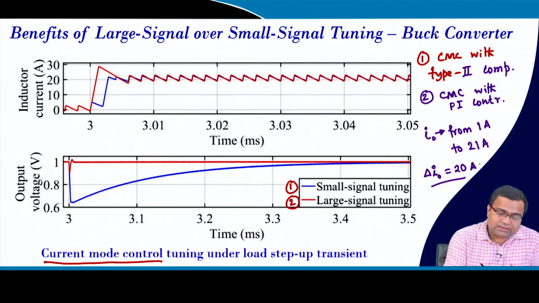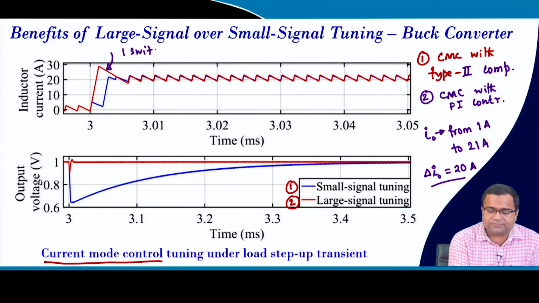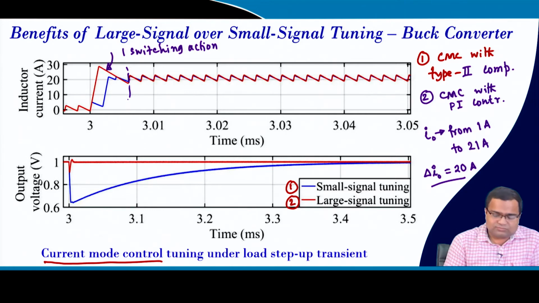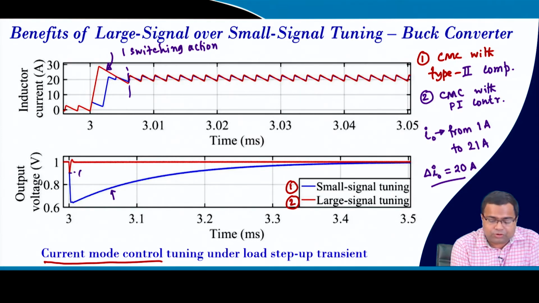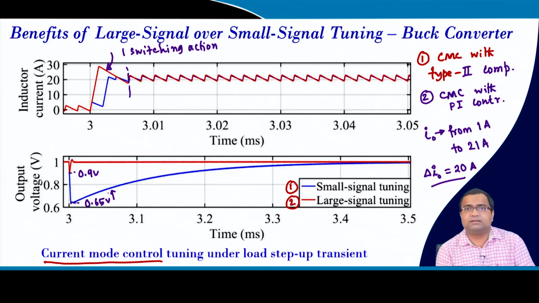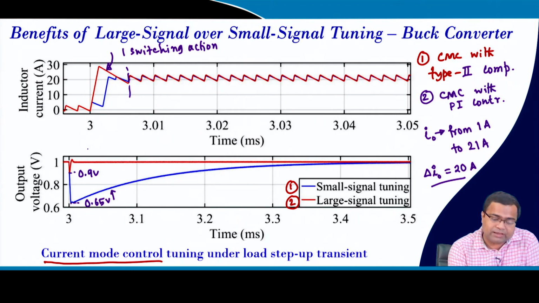You can see the optimal large signal tuning achieves it with one switching action, it reaches here, right. Whereas, in case of regular current mode control, it takes multiple switching cycles and the output voltage comes up to 0.9 volt for the large signal tuning, and it can come up to 0.65 volt. That means the undershoot for this case will be 0.1 volt and here it will be 0.35 volt.